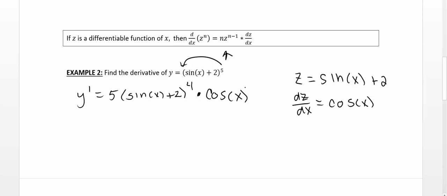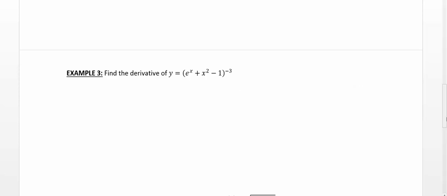So again, I'm not going to do any other simplifications here because the 5 and the cosine aren't like terms. I don't have constants to multiply, so I can leave my final answer just like this. The only difference here is I saved one step by not rewriting y in terms of z. You can do it either way, and you'll get the same answer. If you do it this way, it's a little bit more efficient because you cut out one step. Let's look at another. Example 3.